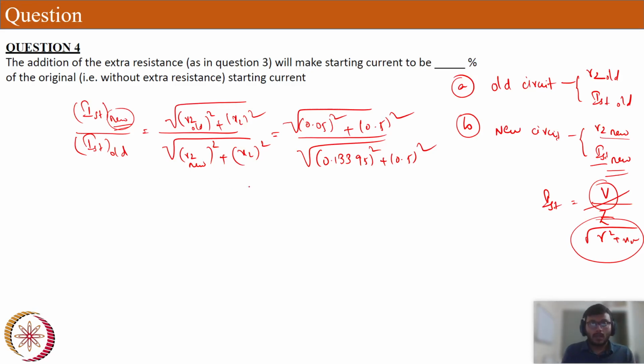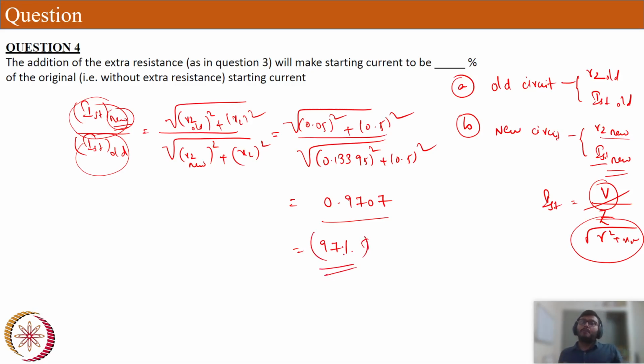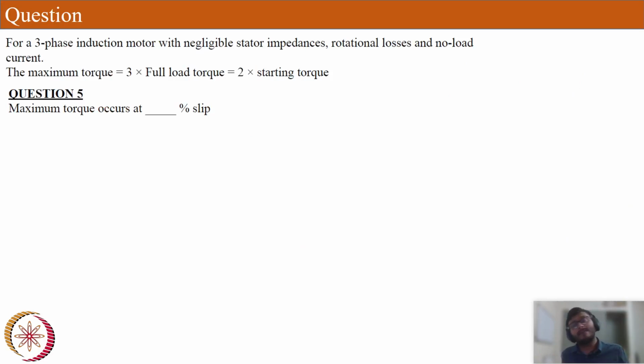Okay. So I got the ratio as 0.9707. So it's nothing but IST new by IST old will give you 0.97 ratio, which means IST new is 97.07 percentage of IST old. So this is the percentage of the new starting current to the old starting current. You just have to take the ratio. Okay, now we have another set of data for another question.